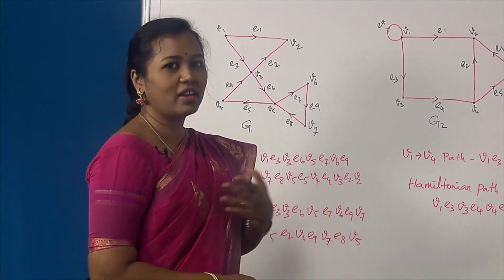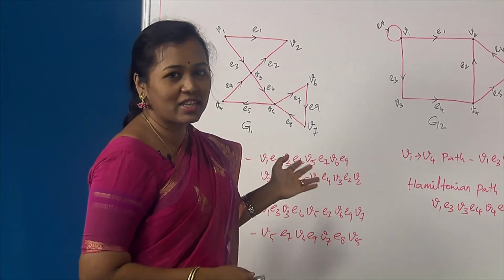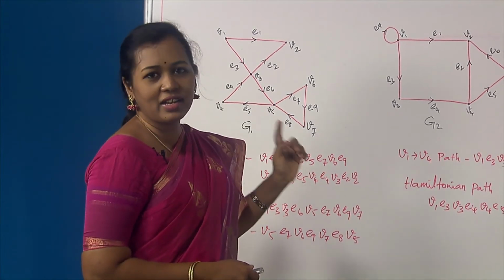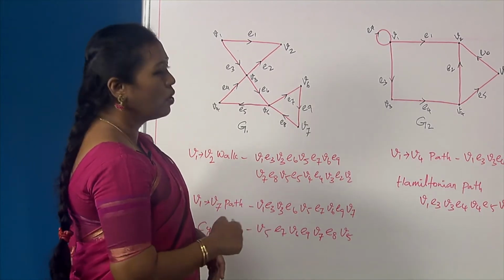So you just take an aimless walk. The vertices might repeat, the edges might repeat. Of course, the edges can't repeat here because they are in a directed graph. So we are just taking an aimless walk here. So this is a V1, V2 walk.